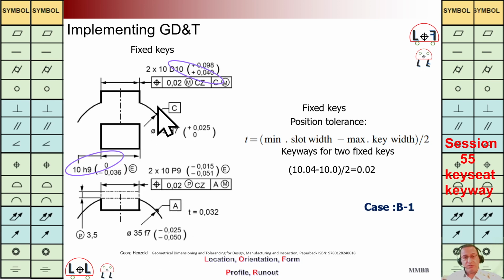How are we going to calculate this tolerance zone for this situation? Here we are going to calculate the minimum clearance between key and hub. We can see it is 10 plus 0 and 10 plus 0.04. The difference between these two is 0.04 divided by 2. We are going to have this value 0.02.